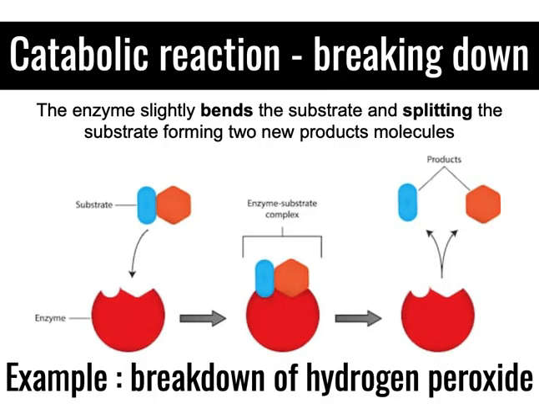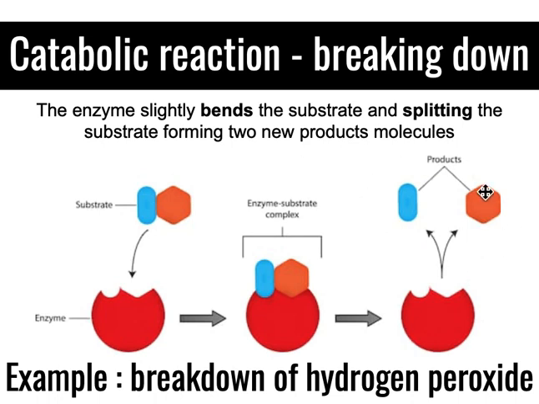Okay, what about catabolic reaction? Catabolic reaction is the opposite of the anabolic reaction. So again, the substrate that is complementary to the enzyme will fit perfectly into the active site because the enzyme again is specific, forming this enzyme substrate complex. For a catabolic reaction, the enzyme here slightly bends the substrate. When it does that, the enzyme splits the substrate, forming two new product molecules.